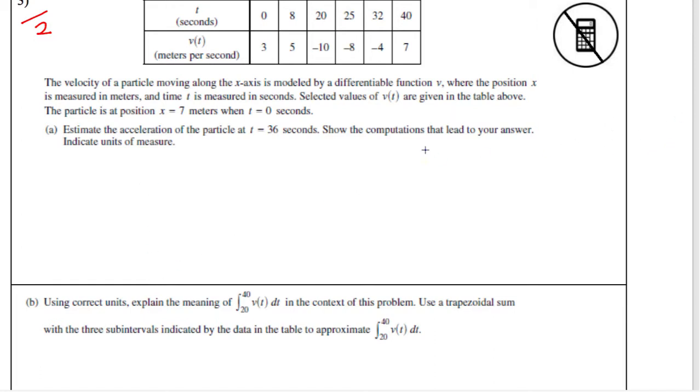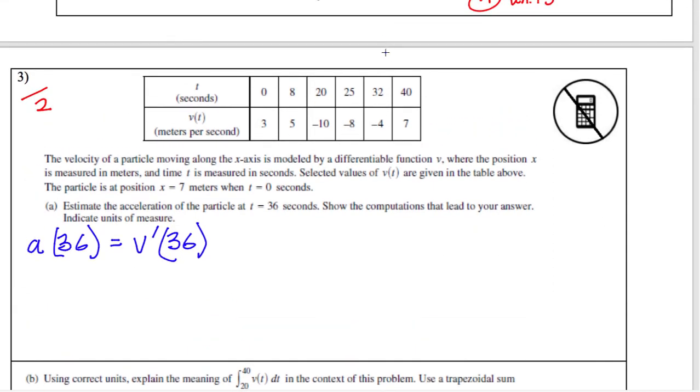All right, so to do A, we're talking about acceleration, and we need to estimate the acceleration. So we're estimating A of 36. So write down what you're estimating. Well, A of 36 is really V prime of 36. And if I'm looking for V prime, again, I'm looking for where's 36. 36 exists between 32 and 40. There's 36 right here. So I'm going to do 7 minus -4 on the top, and then 40 minus 32 on the bottom.